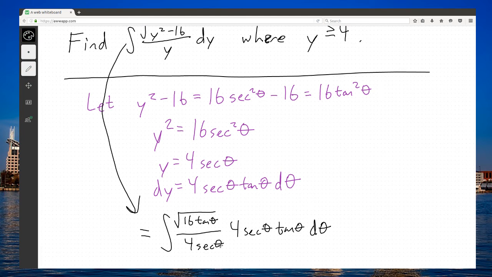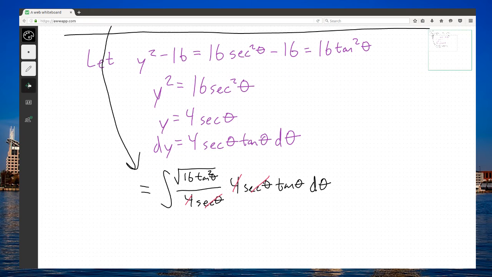Let's go ahead and cancel some nice things. I've got a 4 canceling with a 4. Actually, I got a secant canceling with a secant. And I forgot to write the square when I plugged in. There was a square on the tangent here. So the square root of the square will cancel, and since everything's nice and positive, we don't have to worry about absolute values. So by my calculations, the square root of 16 is 4. Tangent times tangent is tangent squared of theta d theta. Now, I can integrate that, well, almost.